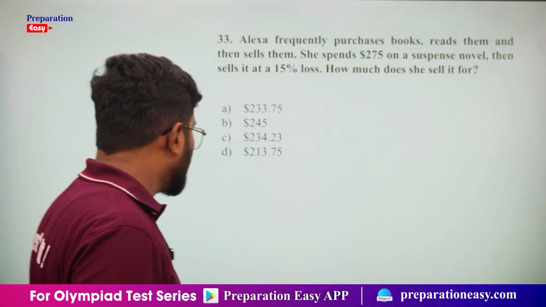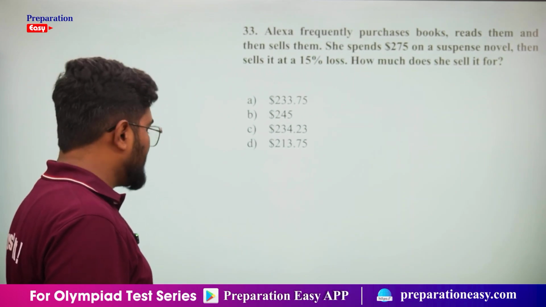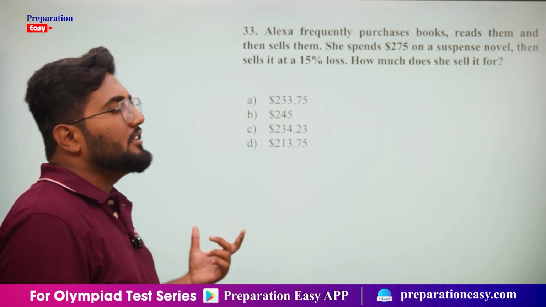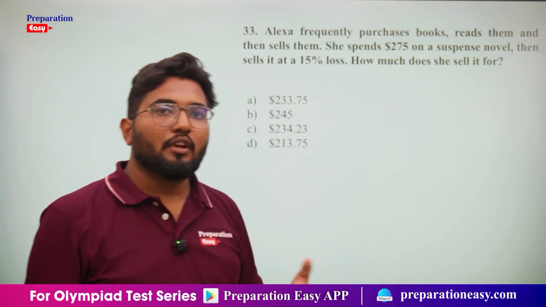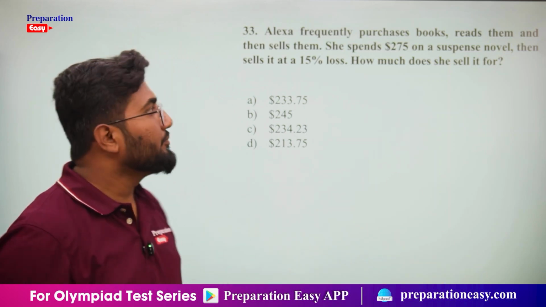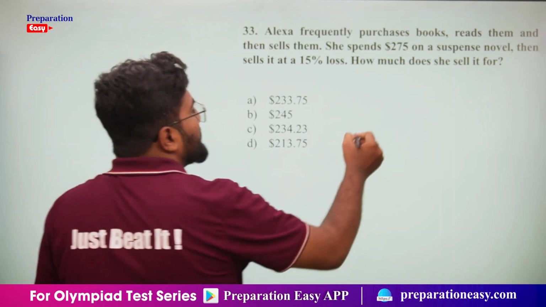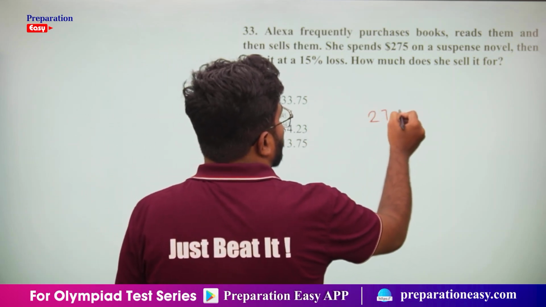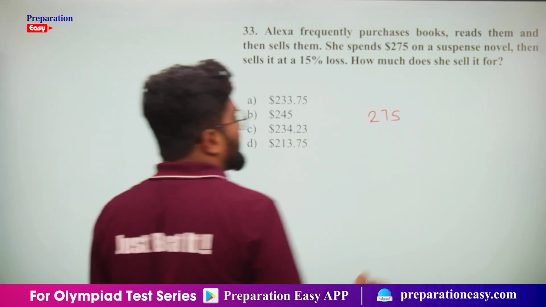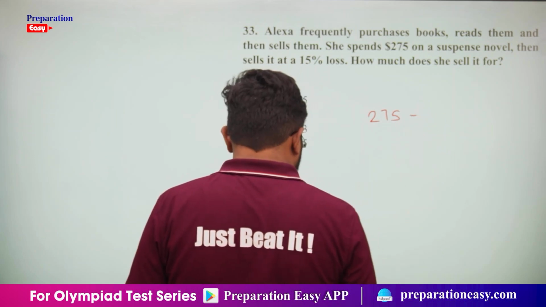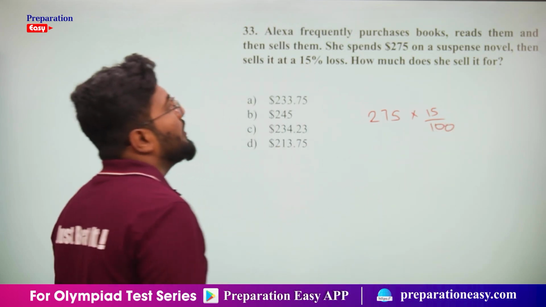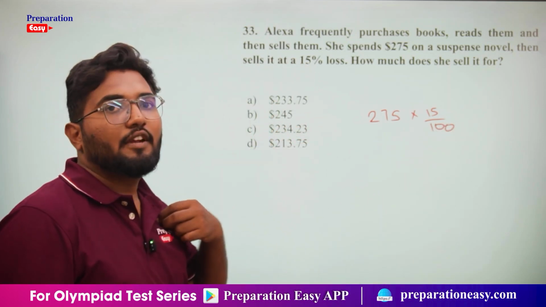Next question is question number 33. Alexa frequently purchases books, reads them and sells them. So Alexa purchases a book, reads it, and after reading the book, she sells it to another person. Okay. So she spent $275 on a suspense novel. Then sells it at a 15% loss. So how much does she sell it for? We have to calculate the selling price.